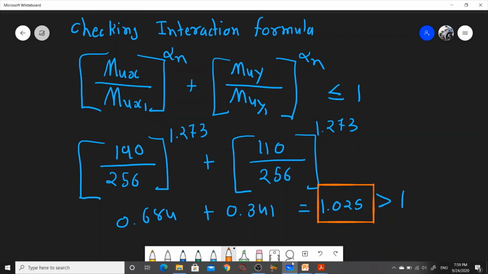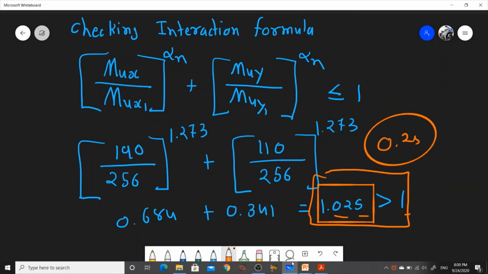For this, if you want to, you have to revise the whole method and change a dimension or something else to fulfill this condition. But here is only a slight difference, just 0.025, so it will be okay. So our design is safe here. Our design is 12 numbers of bar, 25 dia, and the design is safe here.